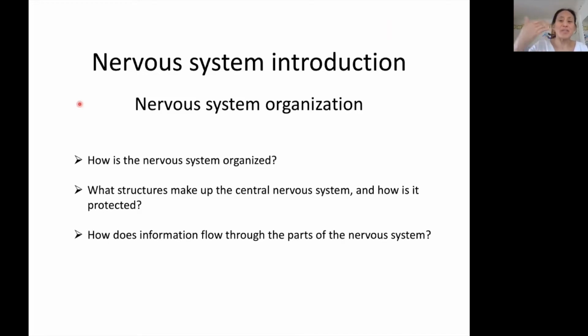We are introducing the nervous system. In this video, we will be talking about the organization of the nervous system. Okay, so we're going to answer these questions in this video. One, how is the nervous system organized? Two, what structures make up the central nervous system and how is it protected? And finally, how does information flow through the parts of the nervous system?